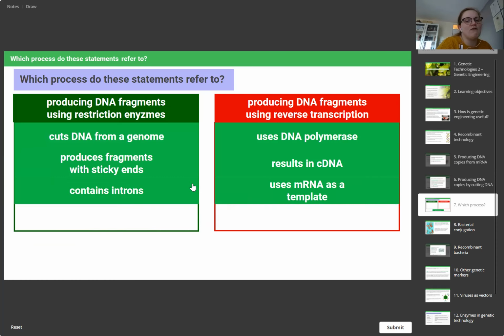Contains introns. We're going to pop that under using restriction enzymes, because in the reverse transcriptase, we would then remove the introns, whereas using restriction enzymes, we're not getting rid of introns. So we're going to still have those introns there.